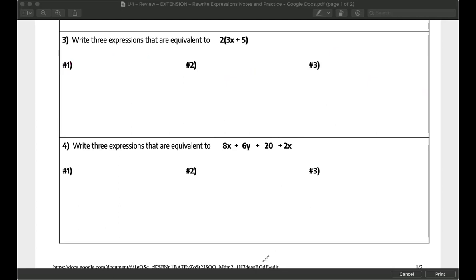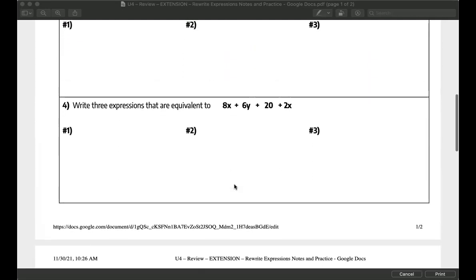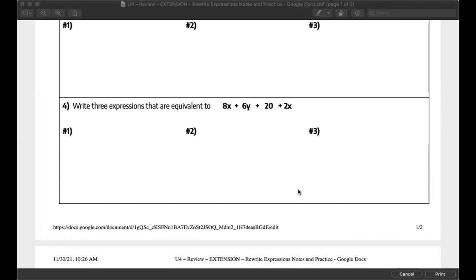All right, let's look at one more. Write 3 expressions that are equivalent to 8x plus 6y plus 20 plus 2x. So first thing I'm actually going to do here is I'm going to simplify, okay? So I'm going to simplify by combining my like terms. We've got 8x and 2x makes 10x. My y's don't have anything to combine with, so just plus 6y. Plus my 20 has no numbers to combine with, so 20. That would be an equivalent expression. It is the simplified version.